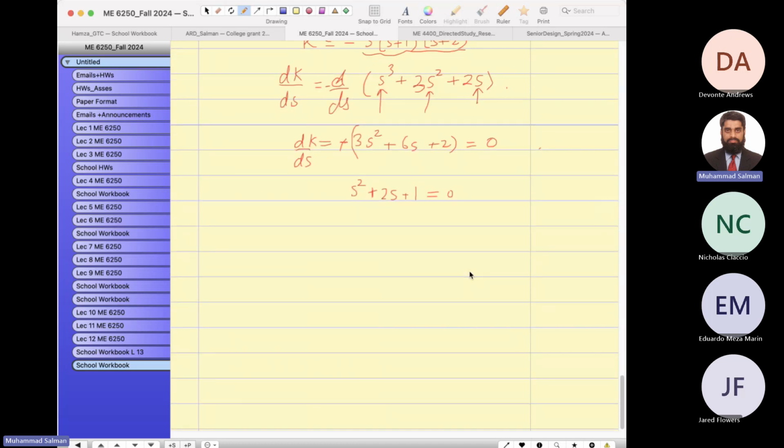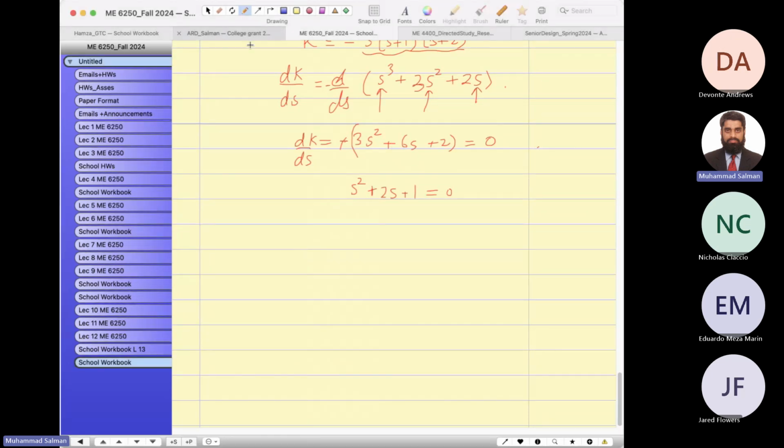And if you do the MATLAB code, what is the root of... I'm sorry, there is a problem with the equation here. Let me show you again. This is not correct. This is not equal to 1. So let me rewrite the whole equation here.